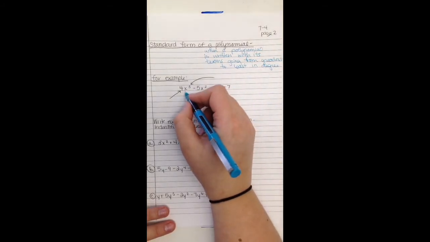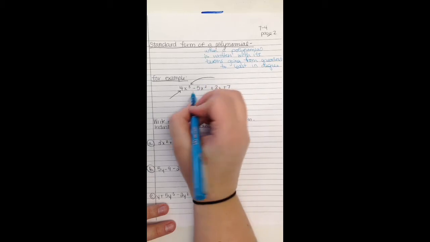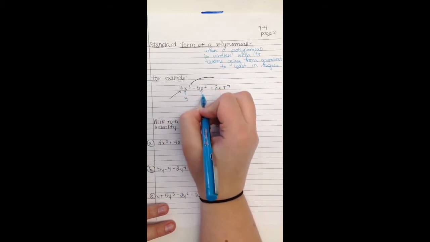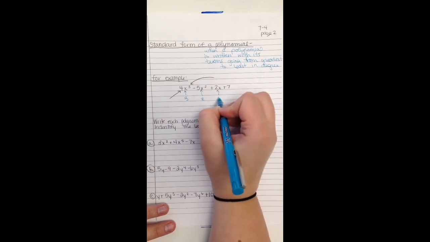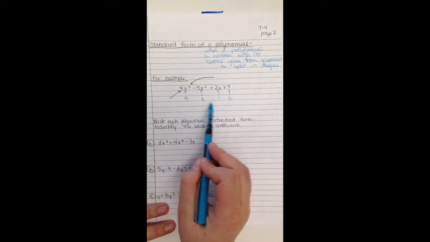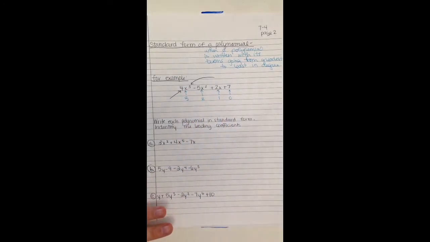Take a look here. This is a standard form of a polynomial. I know that the degree of the first one is 3, the degree of the second one is 2, the third one is 1, and the last one is 0. So do you see how they go from greatest to least? That means that my terms are in standard form.